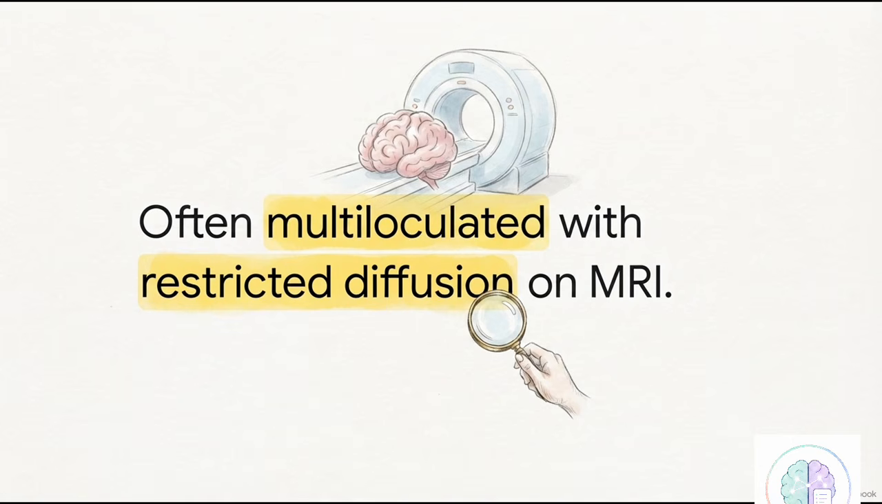These abscesses are very often multiloculated, meaning they have multiple small cavities or chambers inside them, and they are going to demonstrate restricted diffusion on the MRI scan.